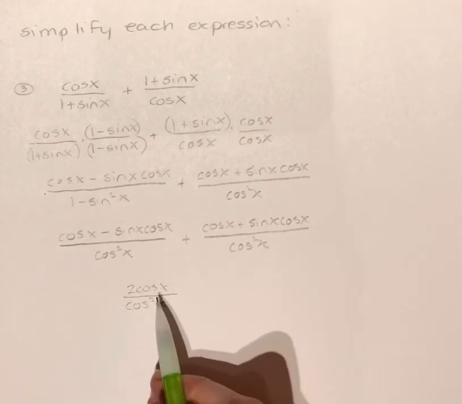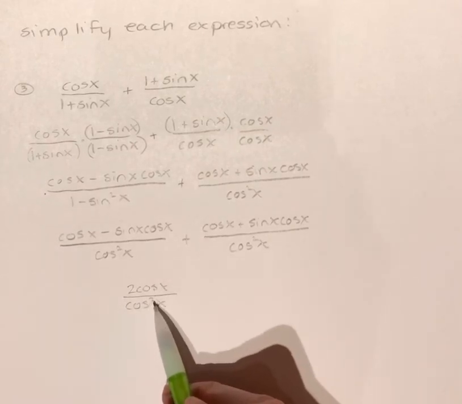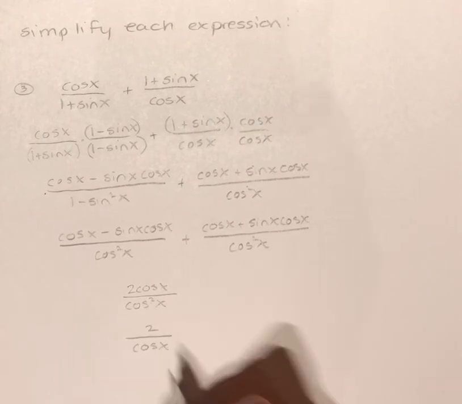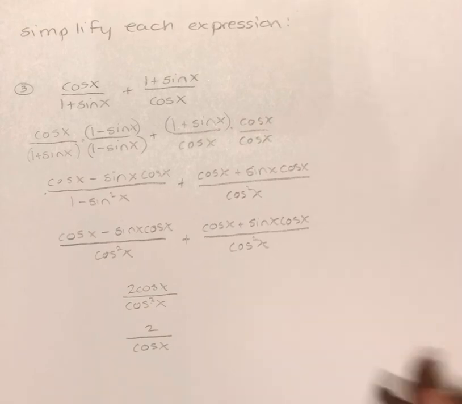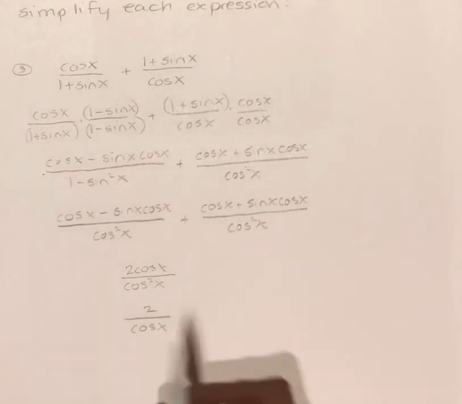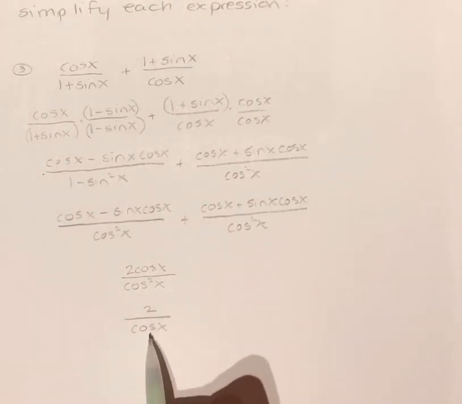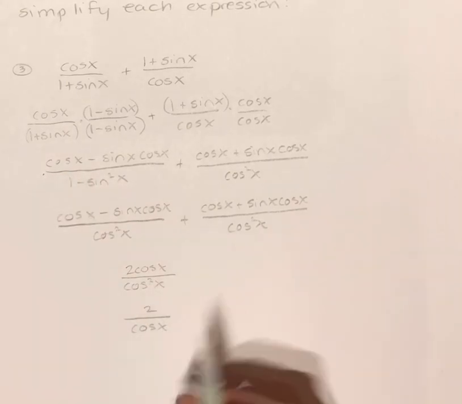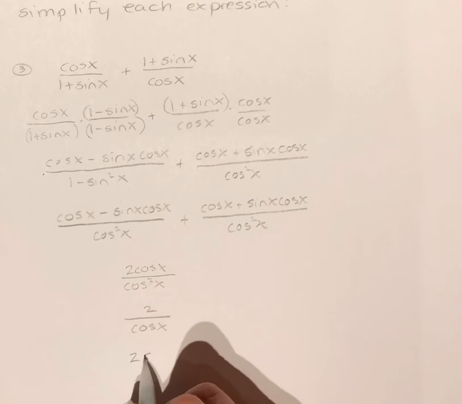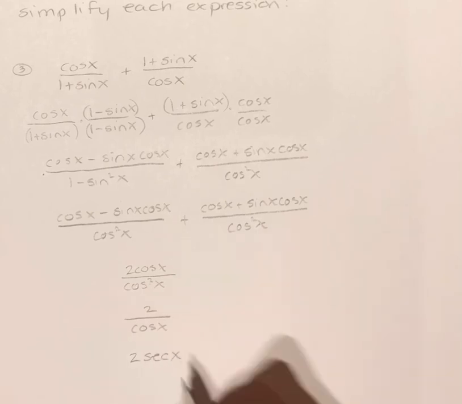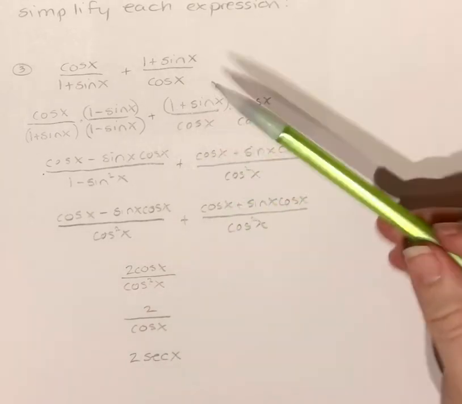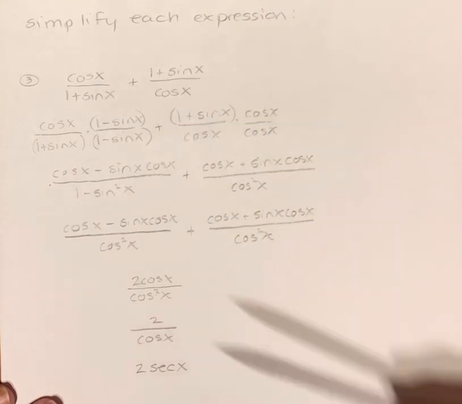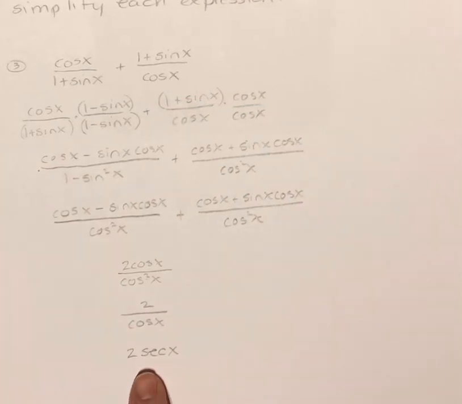So just like in a problem we did earlier, one of these cancels with one of these. So I'm left with 2 over the cosine of x. And I can even go a step further, because 1 over the cosine, if I had a 1 here, 1 over the cosine is the same as secant. So now I just end up with 2 times the secant of x. So this big, ugly expression up here simplifies to this.